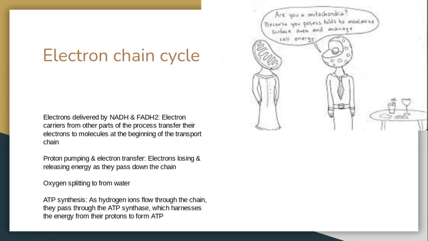Electrons delivered by NADH and FADH2. Electron carriers from other parts of the process transfer their electrons to molecules at the beginning of the transport chain. Next, electrons will lose and release their energy as they pass down the chain. This will cause oxygen to split, and it will form water. And finally, as the hydrogen ions from the chain flow through it, they pass through a thing called the ATP synthase, which harnesses the energy from their protons to form ATP.